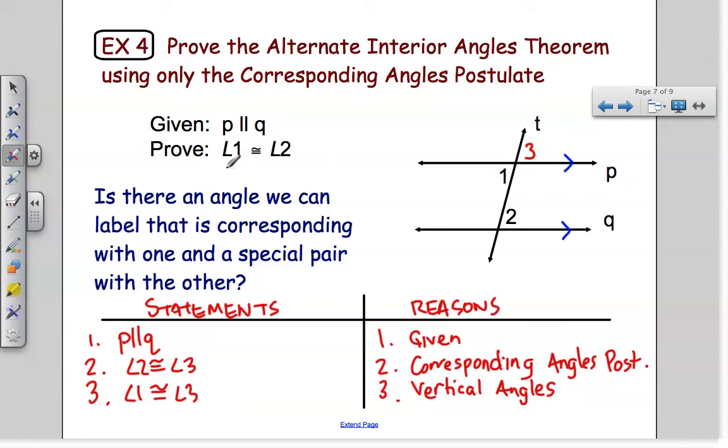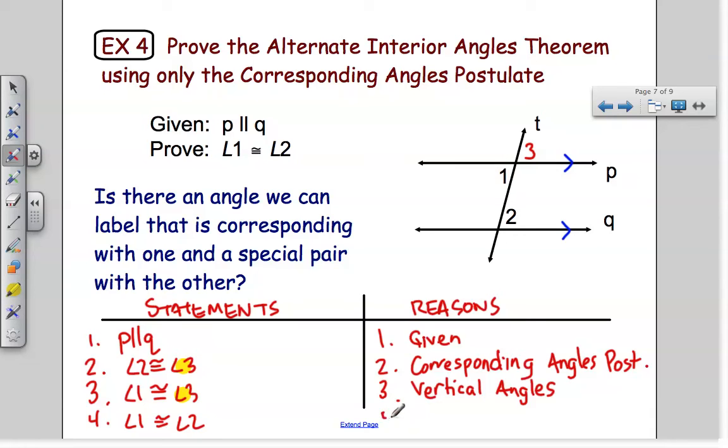Remember how we're trying to prove that 1 and 2 are congruent? You know what? They are congruent already. I know angles 1 and 2 have to be congruent. Why? Because angle 1 was congruent to 3 and angle 2 was congruent to 3. Angles 1 and 2 were both congruent to angle 3, therefore they have to be congruent to each other.